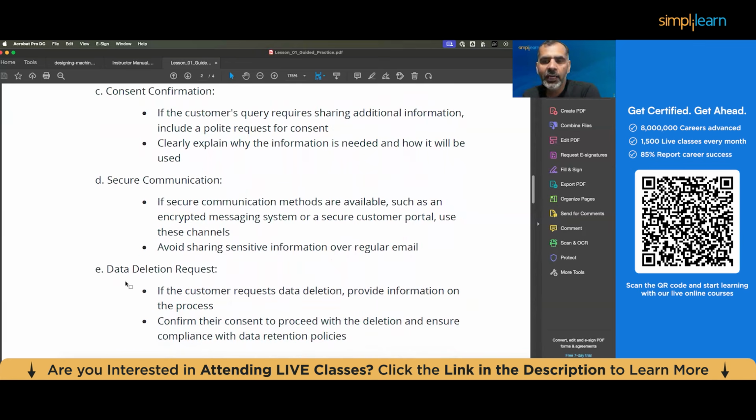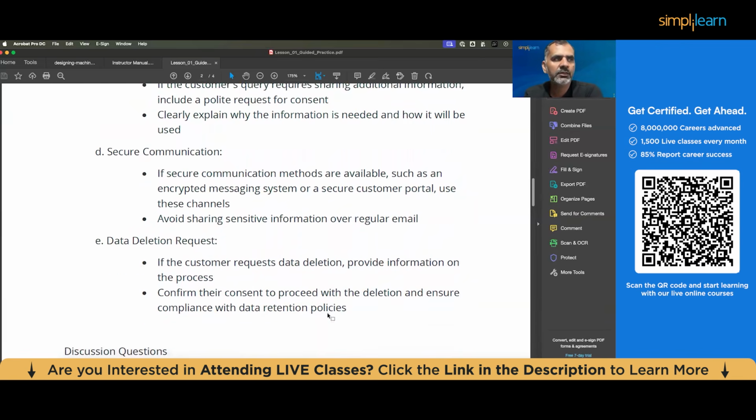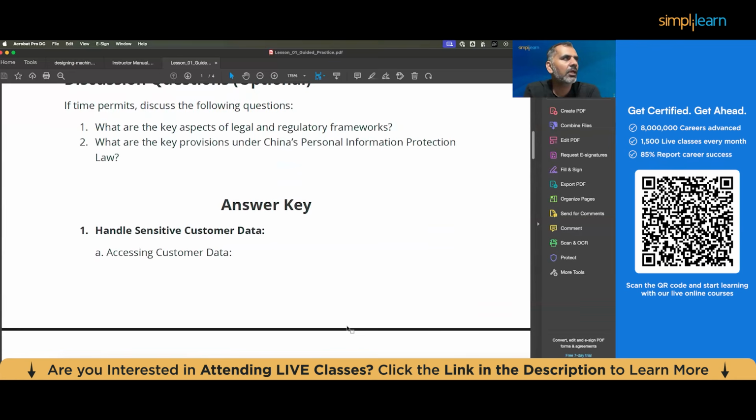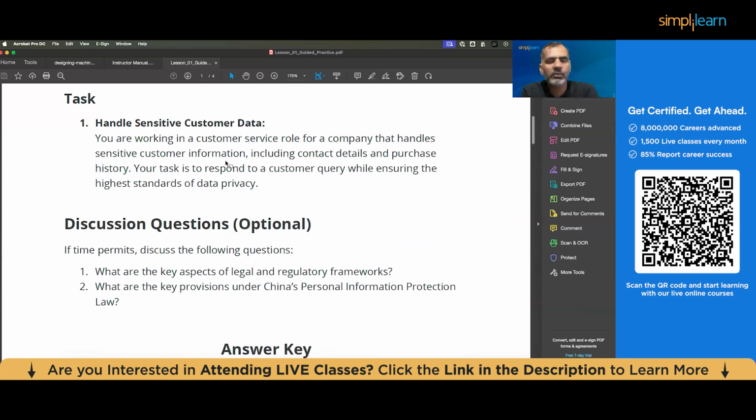And at the end of this, you can add a data deletion request. If the customer requests data deletion, provide information on the process and confirm their consent to proceed with the deletion to ensure compliance. So once the task is fulfilled, you should request to delete that information. That way, you are actually securing your customer's sensitive data.